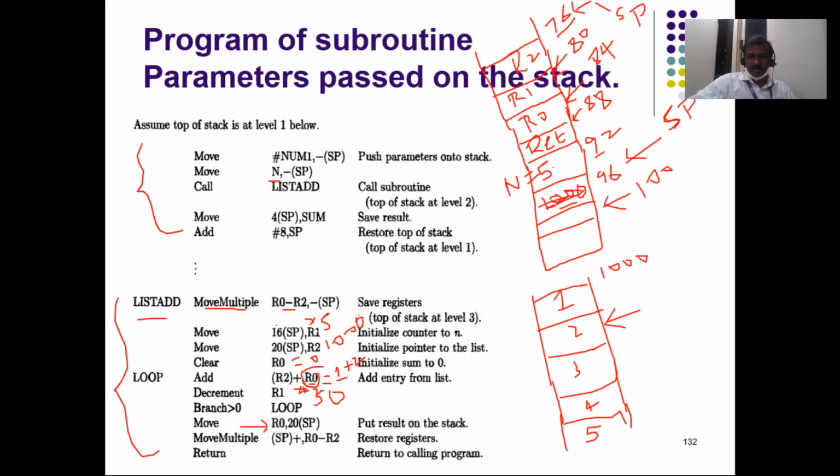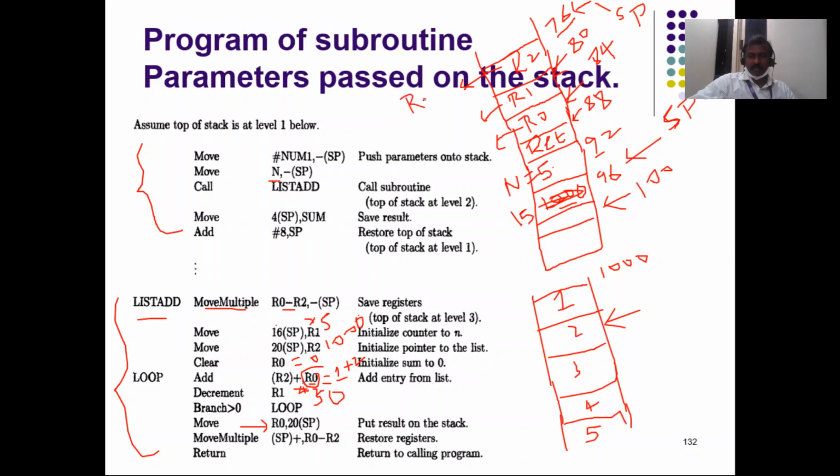So this location will now have the sum of all the numbers, that is 15. Okay, and again what we are doing, finally, we are restoring the register values. Move multiple SP plus R0 to R2. It means that whatever the values in R2, R1, they will be brought back to the particular registers, I mean from the stack. Previously we pushed into the stack, no? So those values will be restored in those particular registers.